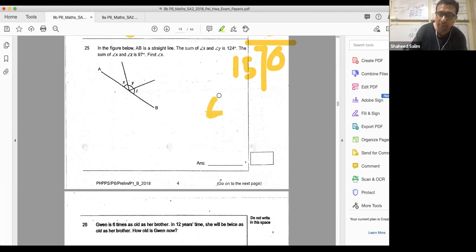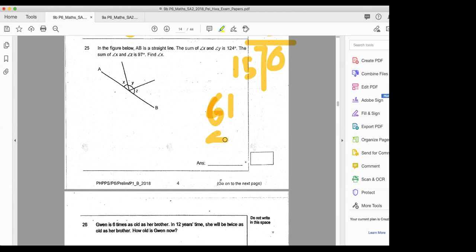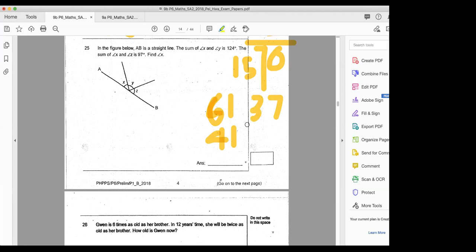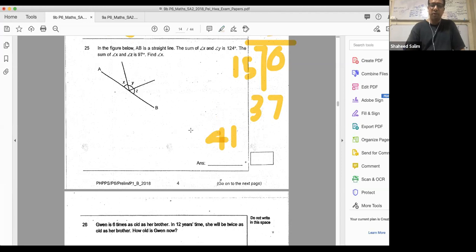One says 61. One says 4. Wait, and one says 37. We are waiting for Zahira. I did it wrong. Wait, cancel my one. Okay, cancel your answer. My one is 41. So two people say 41. Let's see.